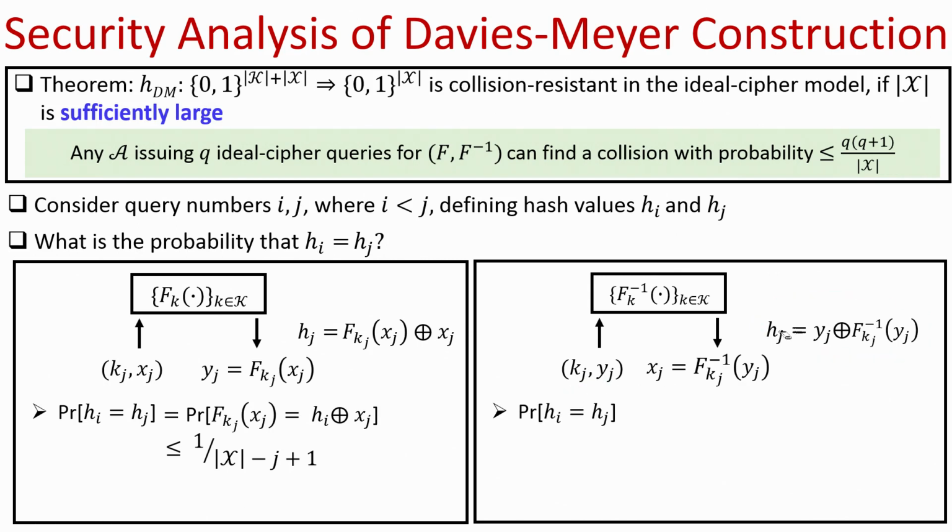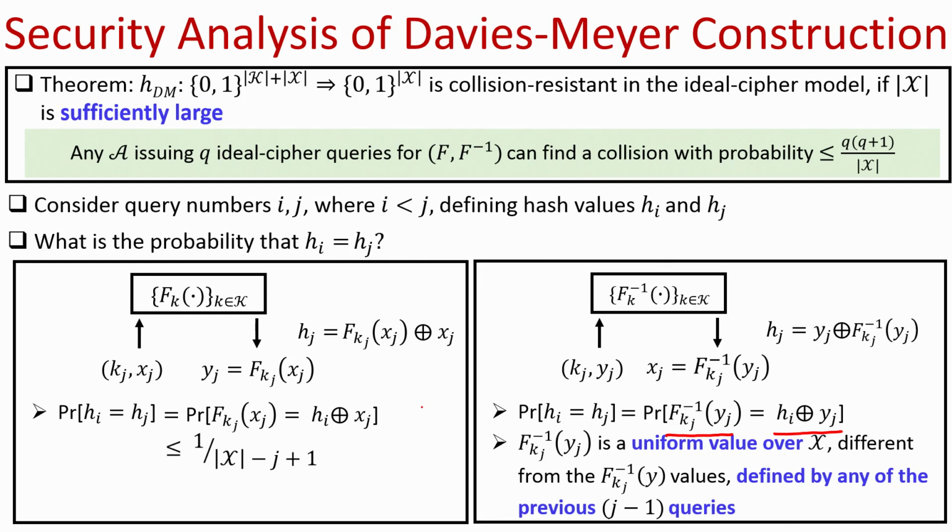Now, in this case, what is the probability that the jth value which the adversary has learnt here is the same as the output of the ith query which the adversary has already learnt in the previous interaction? Well, that is the same as the probability that your f inverse function under the key kj on the input yj gives you an output which is the same as the XOR of hi and yj. And again we can run the same argument that we have done for the case on your left hand side. Remember that in the ideal cipher model, each of the family members Fk and Fk inverse are truly random and independent of each other.